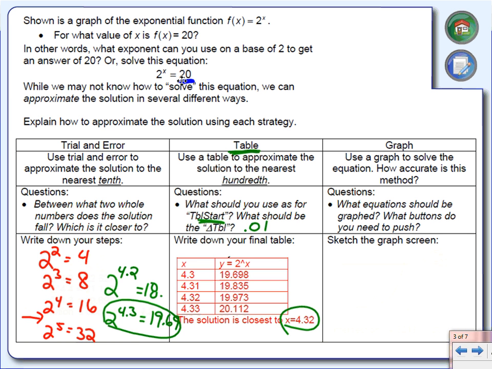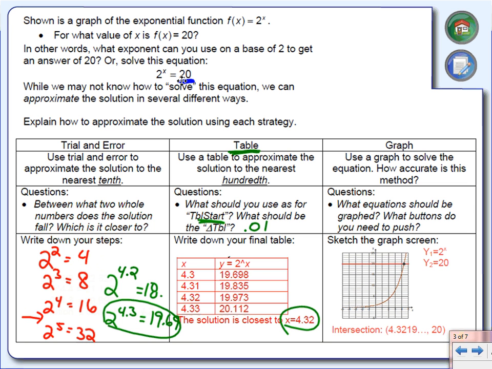So the question is, what exactly am I looking for in those 2 graphs? I want the solution to the equation, which is the intersection. We want to know where these 2 graphs are intersecting. So how do you find that point of intersection? The calculator will do it for us. Second trace, number 5. Then you're going to have to hit enter 3 times. Enter, enter, enter. And what do you notice down there at the bottom of your screen?